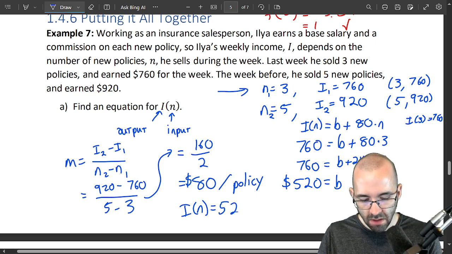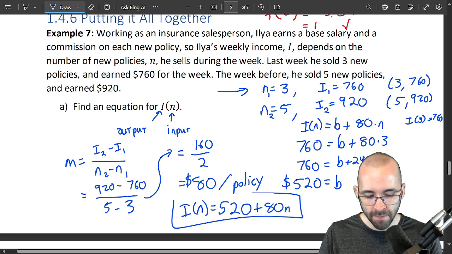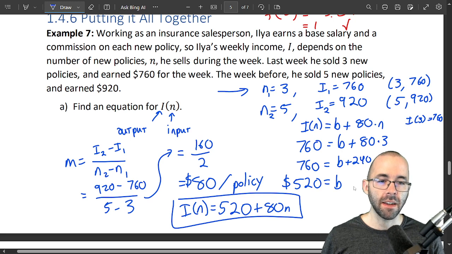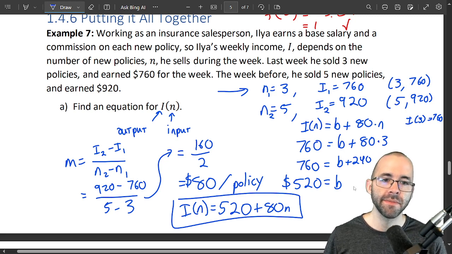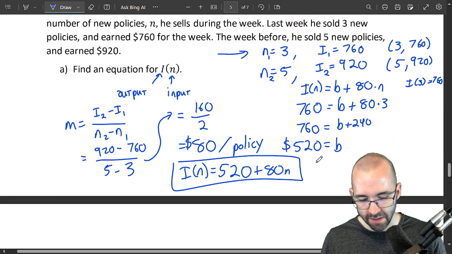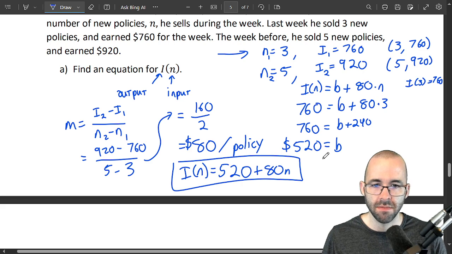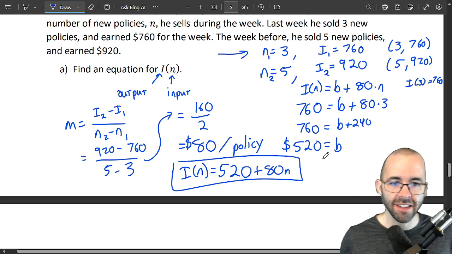520 plus 80 per policy sold. That is Ilya's income, linear. And that's the simplest form of income for a lot of commission-based jobs. All right, and this is per week. So I guess it depends on how many things he's selling.